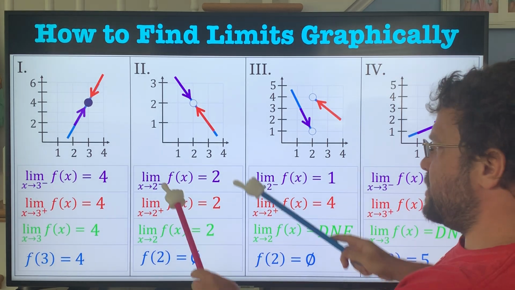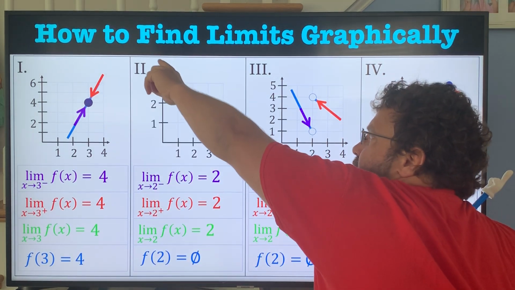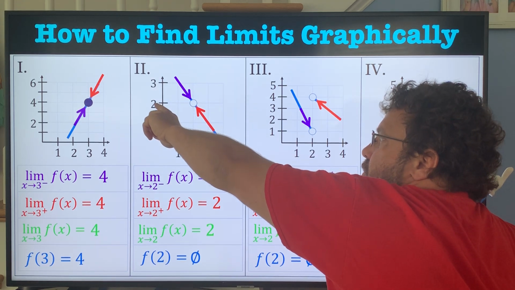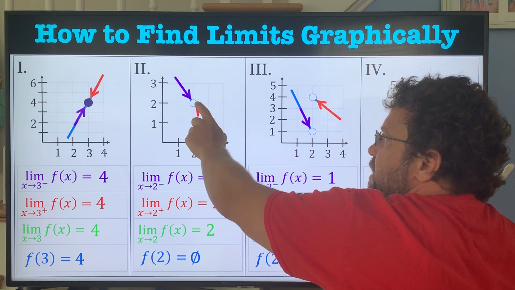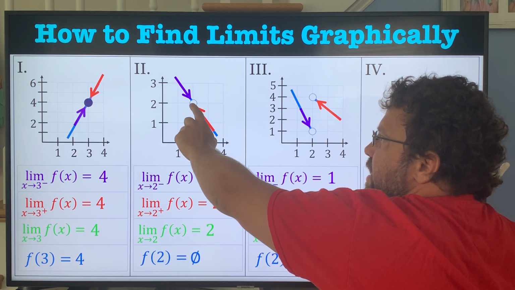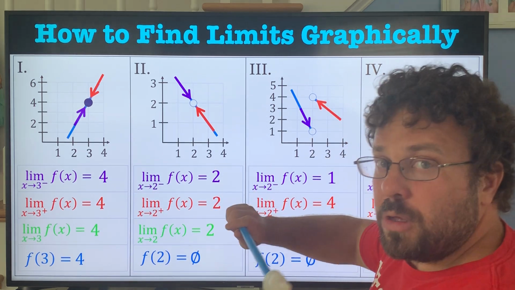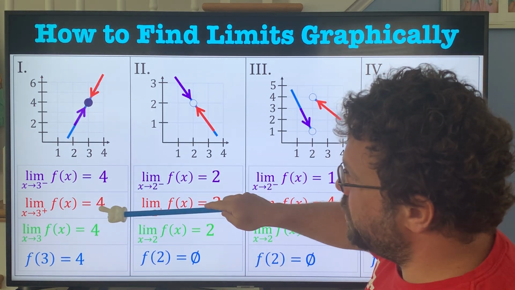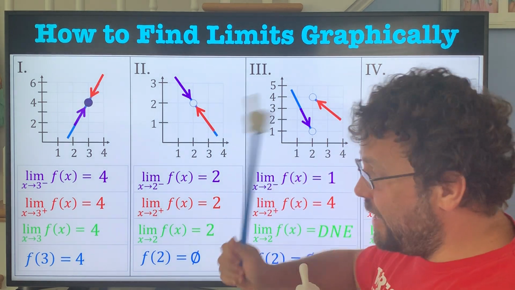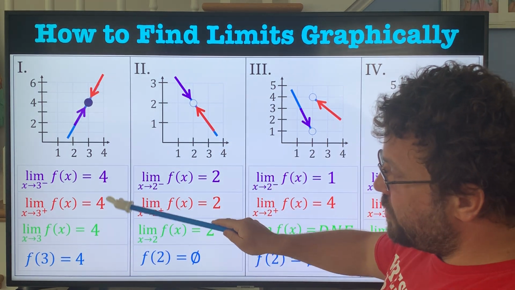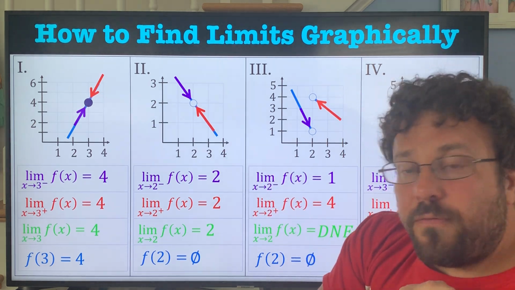Now look at number 2. I'm just going to stick with the limits from positive and negative. As you're approaching from negative infinity, it approaches 2. As you approach from positive, 2 from positive infinity, it approaches 2. Even though the actual answer here is not 2. So let's go back a little bit. Since both of these are 4, if your limit from the left and the right is the same, your answer is whatever that number is. So since you're approaching 4 from the left and from the right, your answer is 4.